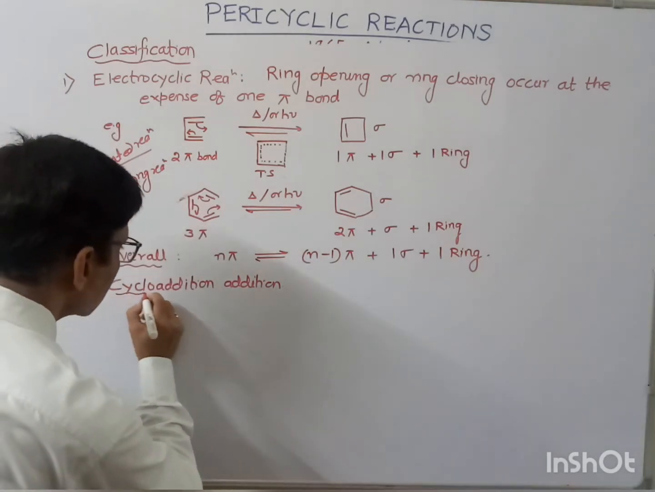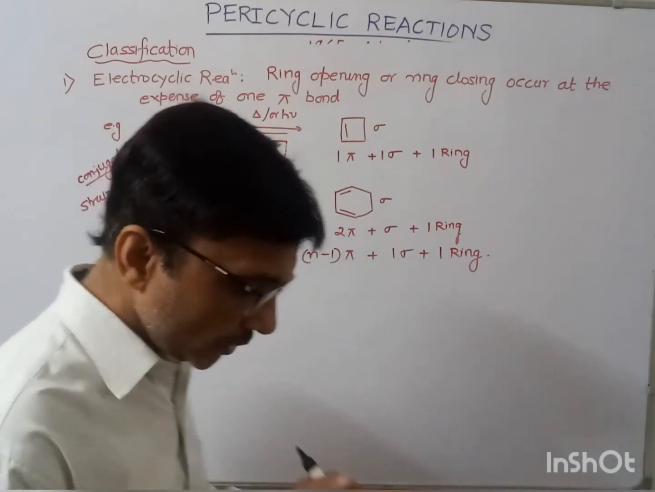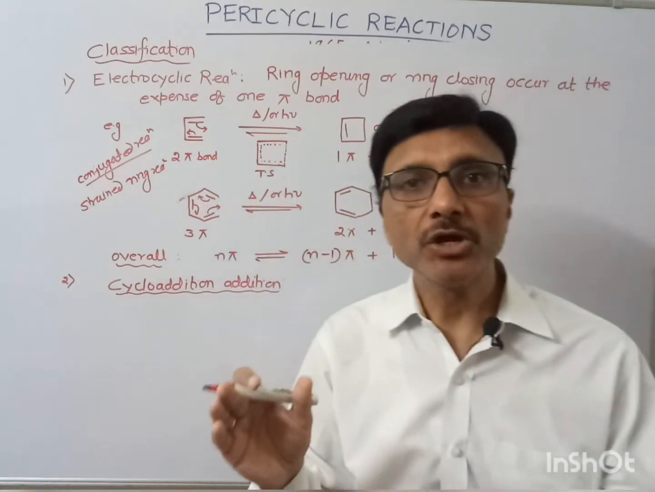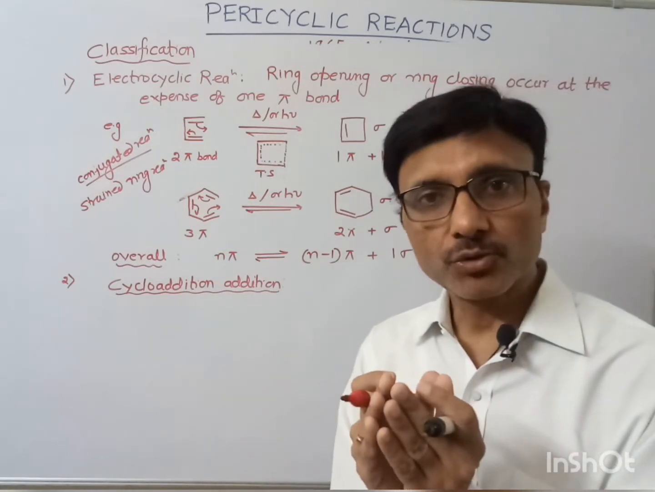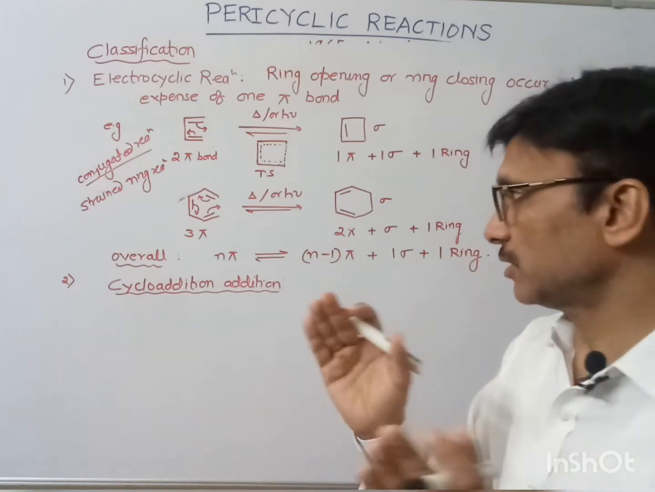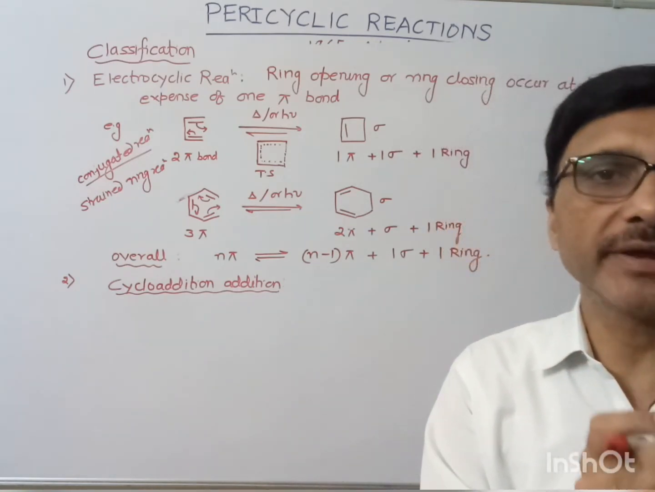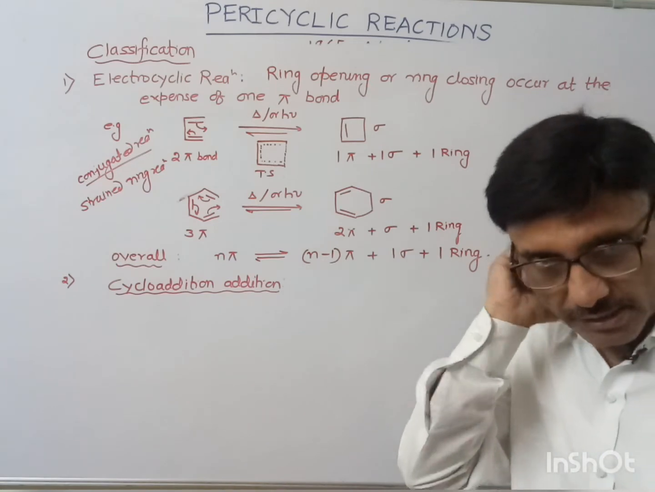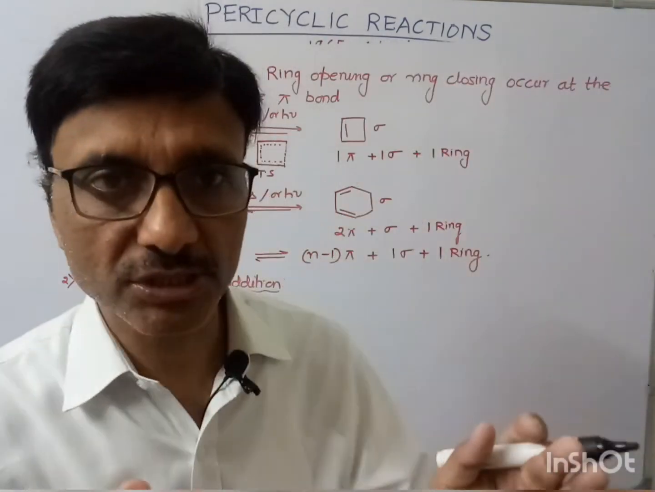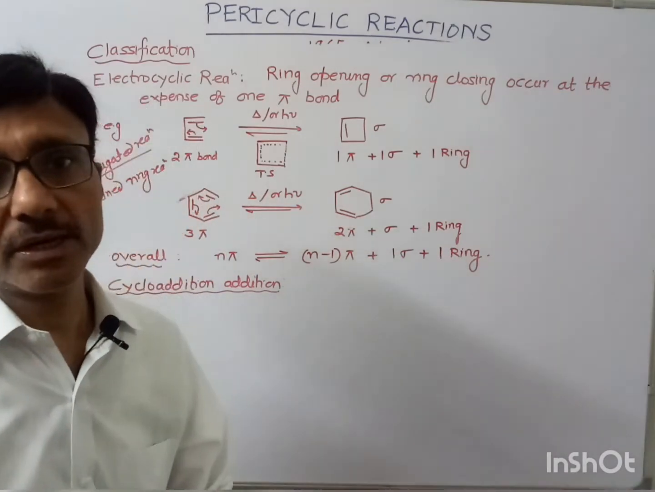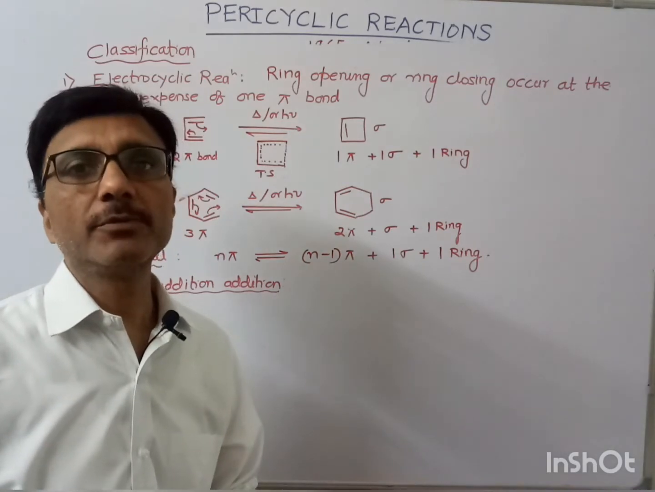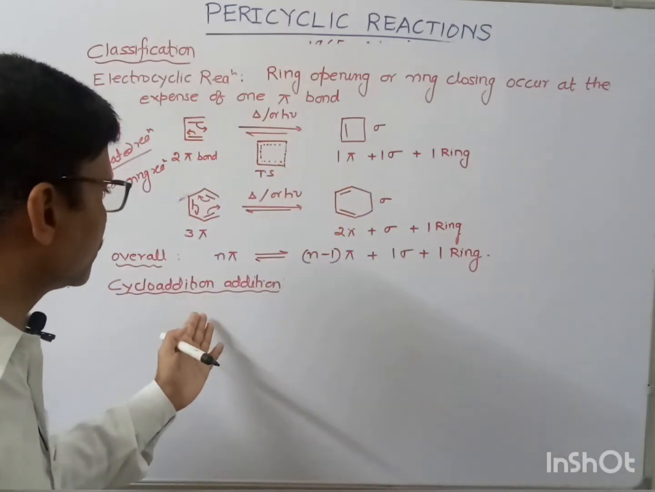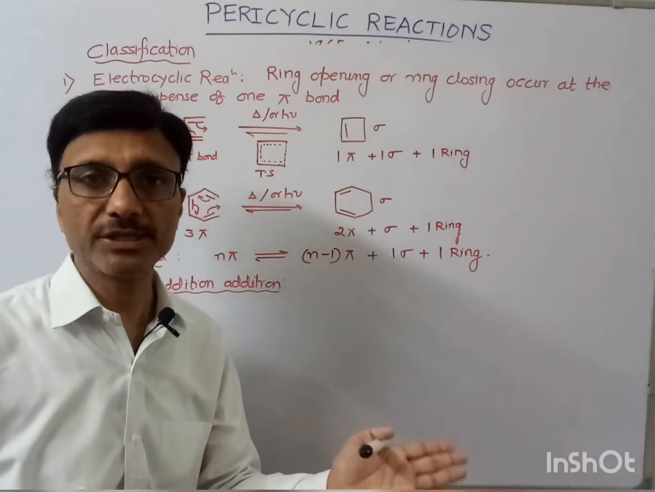Now the next type of reaction is the cycloaddition reaction. In a cycloaddition reaction, two pi bond systems react together, and in the product they will form a ring. Here in the electrocyclic product the number of pi bonds is decreased by 1, whereas in a cycloaddition reaction, the number of pi bonds in the product is decreased by 2.